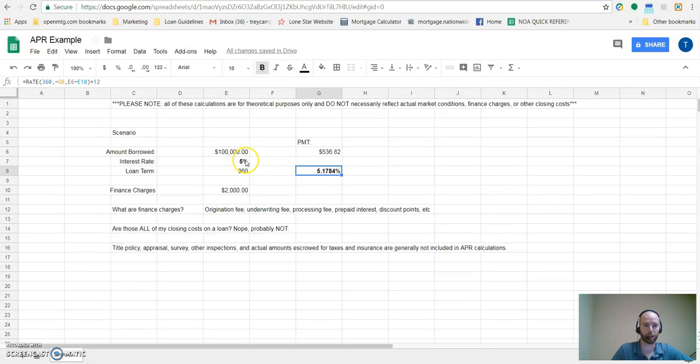Okay, so how do we calculate that? Well, let's just say hypothetically that your amount borrowed is $100,000, just for simplicity. Loan term 360 months. That's a standard 30-year mortgage. So if we calculate the payment on that, you can see it's 5% annually divided by 12 for your monthly rate, a total term of 360 months, and $100,000 that you're going to end up paying back, right? So we get a payment of 536.82 a month.